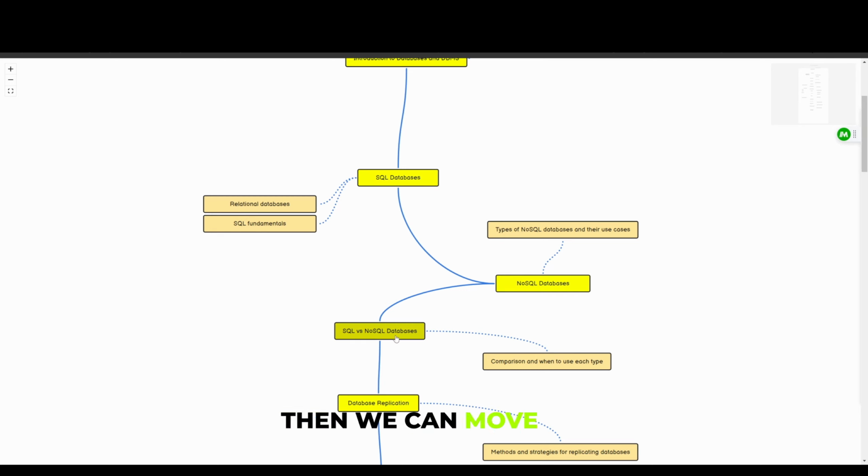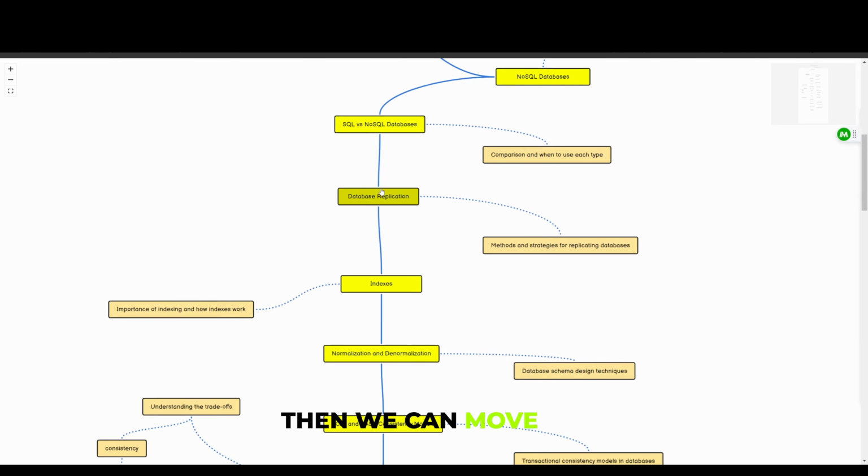Then we can move into SQL versus NoSQL database. After understanding both SQL and NoSQL, we will compare these two database types. You will learn about their strengths and weaknesses and when to use each type depending on your project requirements.